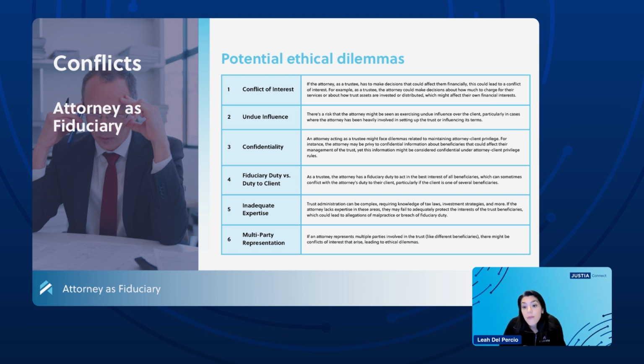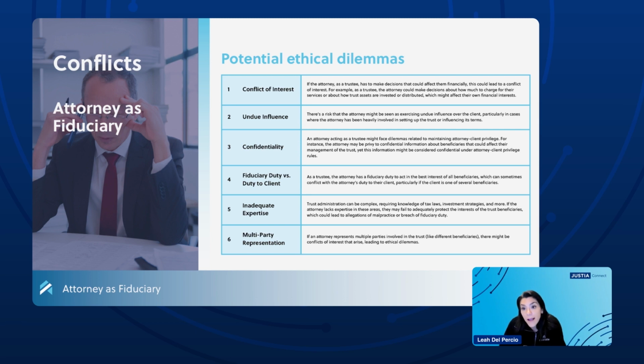Undue influence. There's a risk that the attorney might be seen, particularly as the scrivener, as having exercised undue influence over the client, especially if you're heavily involved in setting up that trust or influencing its terms, which often happens when you're the scrivener of the document.